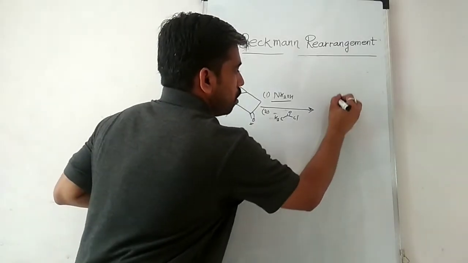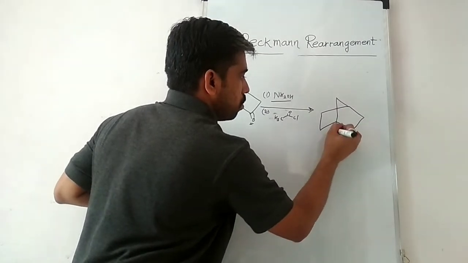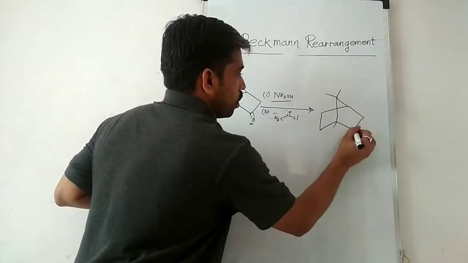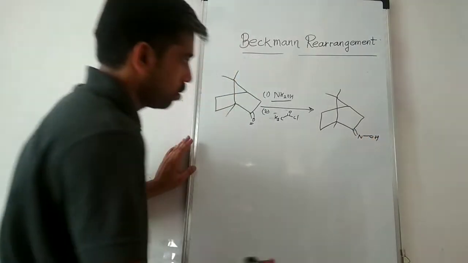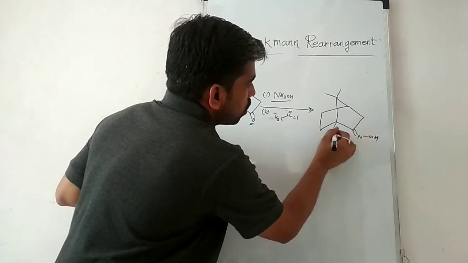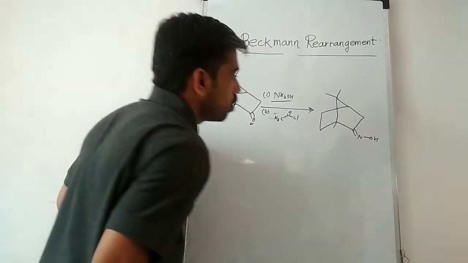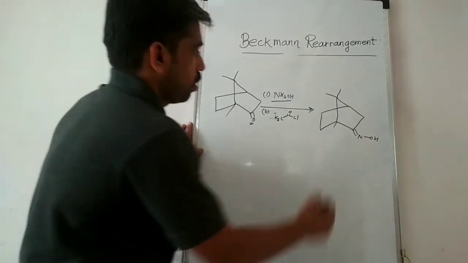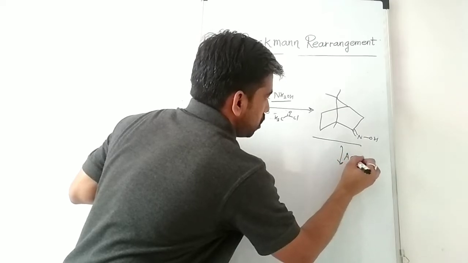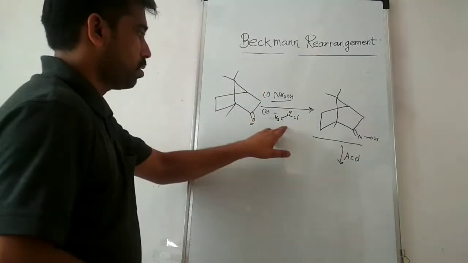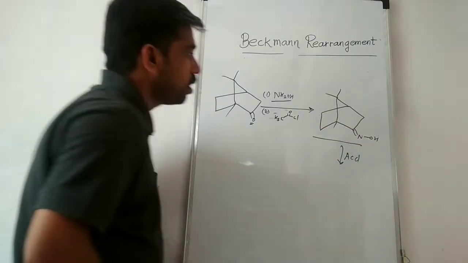Now let's form the ketoxime in the first step of this reaction. Okay, this OH is here. Now after that, the second condition is AcCl, that is acetyl chloride. Okay. Now in this example, this migrating group is tertiary.